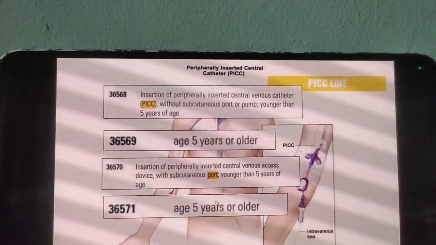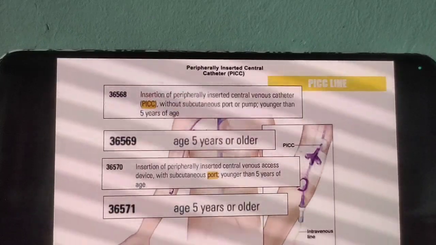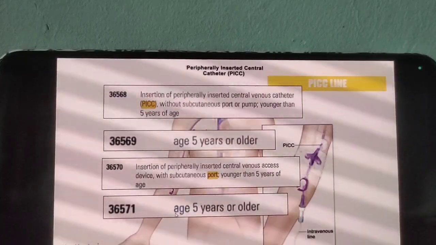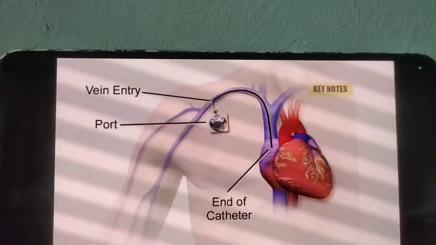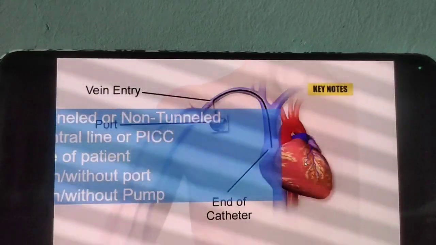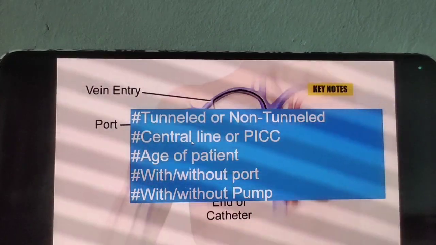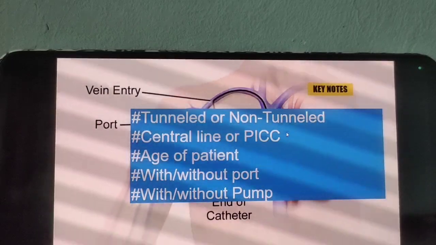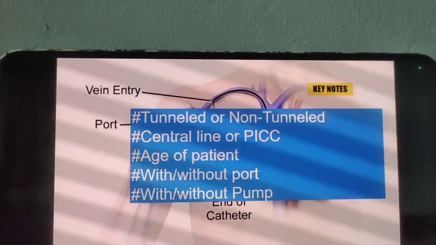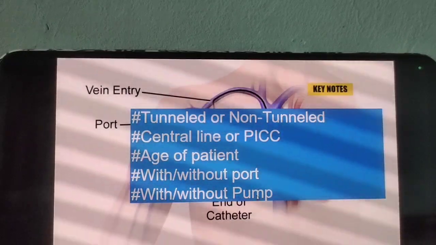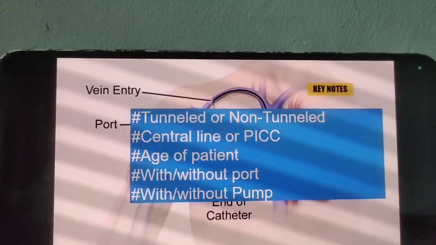Did you understand, guys? Hello? Yes, ma'am. Guys, am I audible? Yes, ma'am. Very important, but very direct coding. First, you have to check whether the catheter is CICC or PICC. Next, you have to check tunneled or non-tunneled. Then check the patient age, with or without a port, with or without a pump. Please take this as a key term.